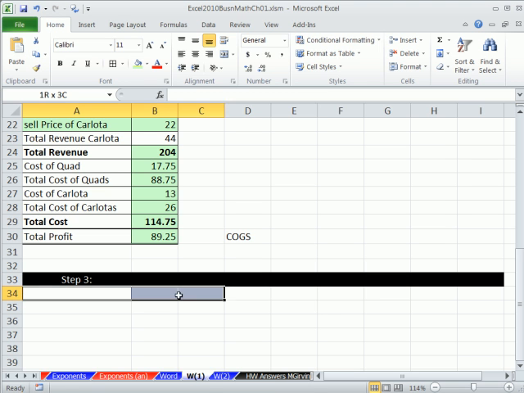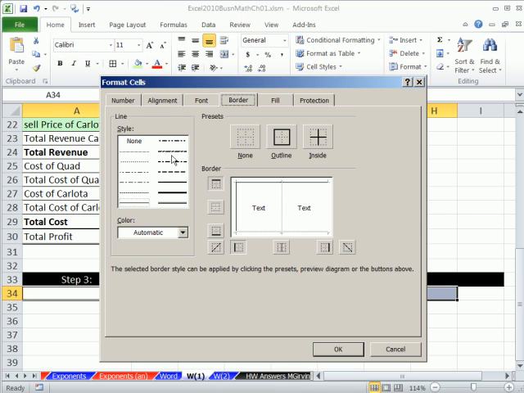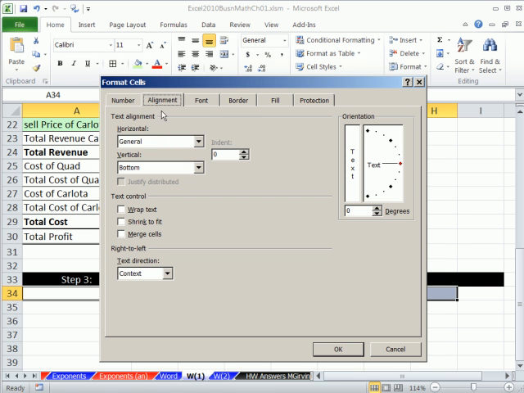I'm going to highlight from A34 to H34. And I'm going to press Control 1. That's Format Cells. The other way to get to it is right there. Control 1. And I'm going to go to Alignment. Now I want to center the words. And I'm not going to use Merge and Center. I'm going to use under Alignment, Text Alignment, Horizontal, all the way near the bottom. It says Center Across Selection. And then I'm going to wrap text. I could have just used that, but I'm already here, so why not use that?